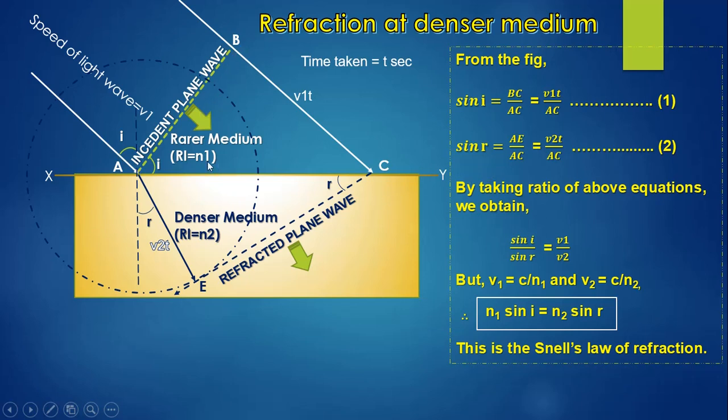angle BAC equals the angle of incidence and angle ACE equals the angle of refraction. Then with the help of this diagram, you have to write these two important equations, sin I and sin R, take the ratio, and use the two relations V1 equals C by N1 and V2 equals C by N2. You have to remember these. Then you will arrive at the equation N1 sin I equals N2 sin R. This is nothing but Snell's law of refraction.